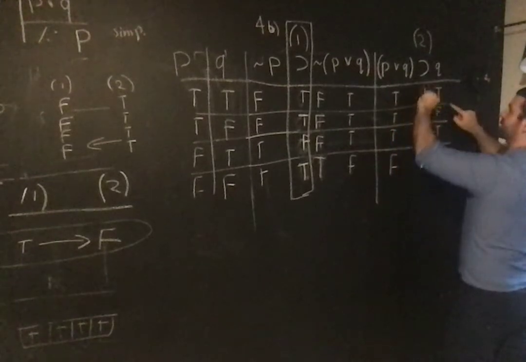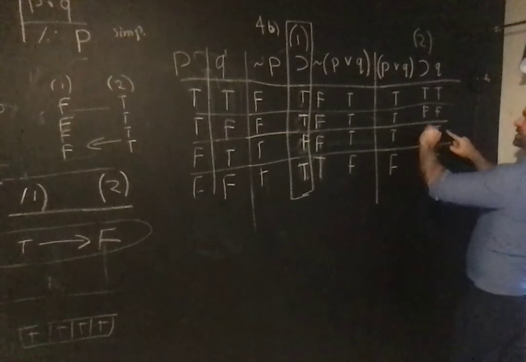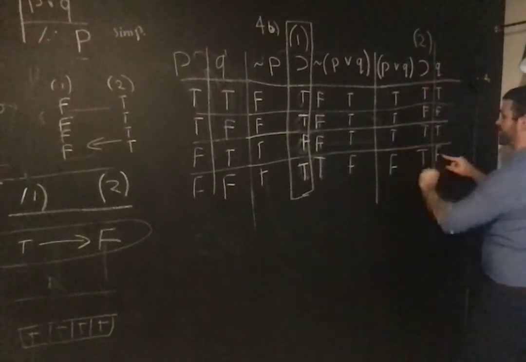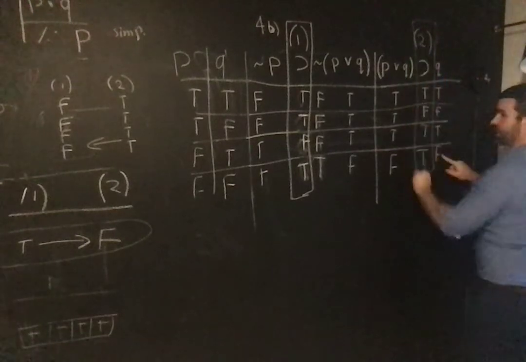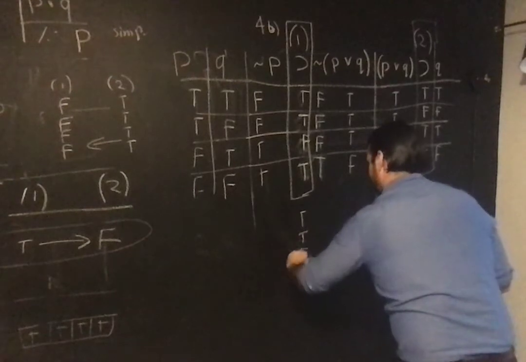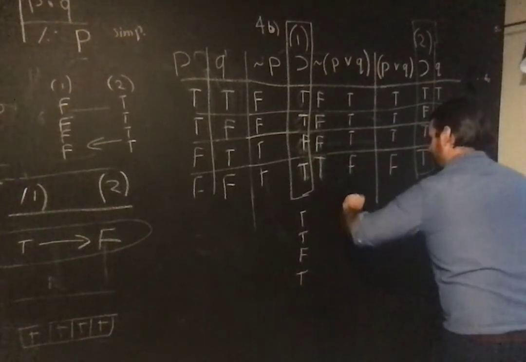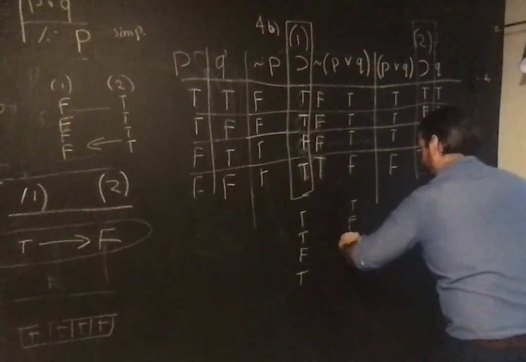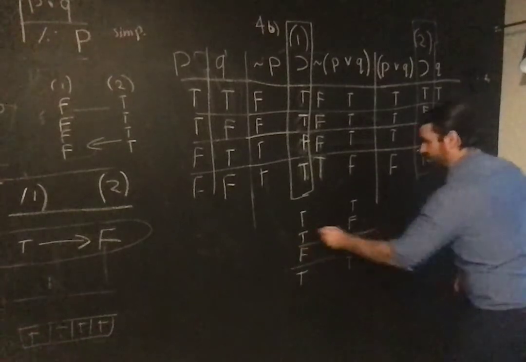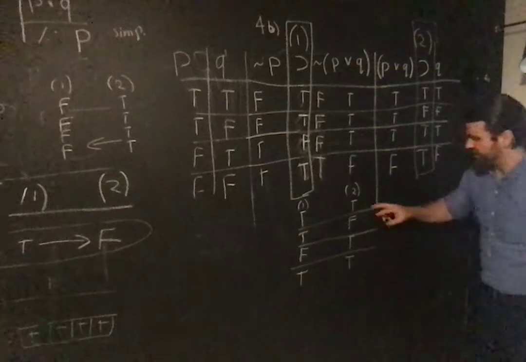T hook T is true. T hook F is F. T hook T is T. F hook F is T, is true. Okay, so that's my second one. So it's T, T, F, T, and T, F, T, T. Okay, that's 1 and 2. You don't have to write the summary or anything, but that's what I've got.